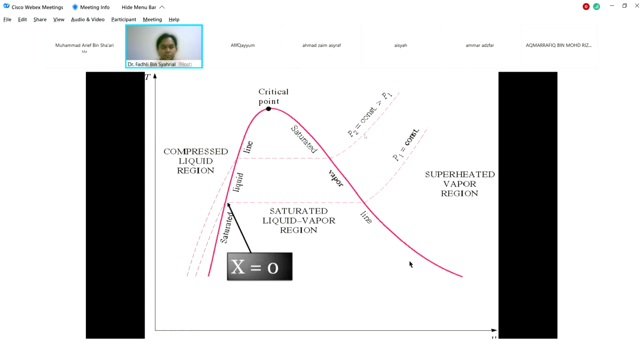Okay, next. At this point, where the phase is saturated liquid phase, the value of quality or X is 0.